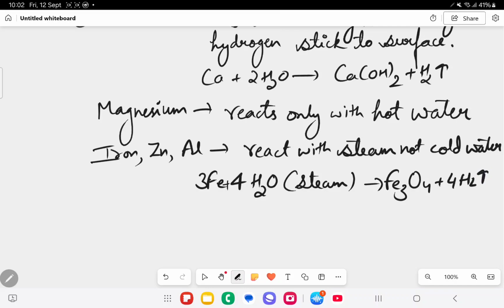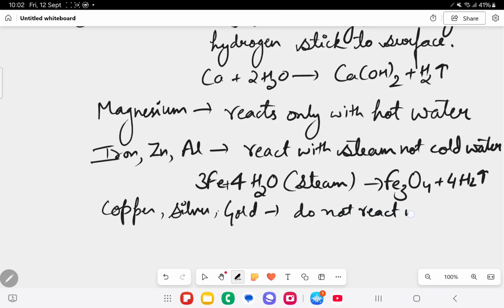With copper, silver, gold, these do not react with water.